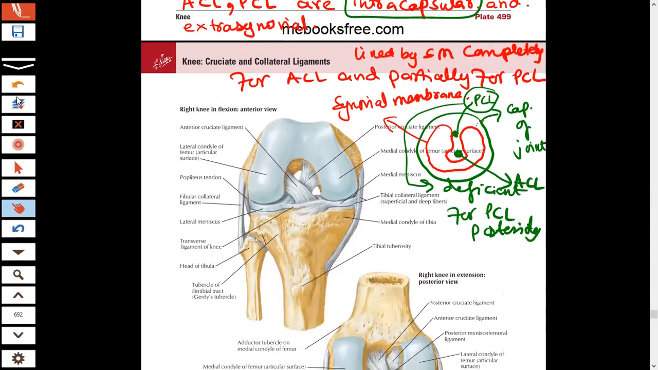Now see this diagram. Now we must understand this diagram. See this one.